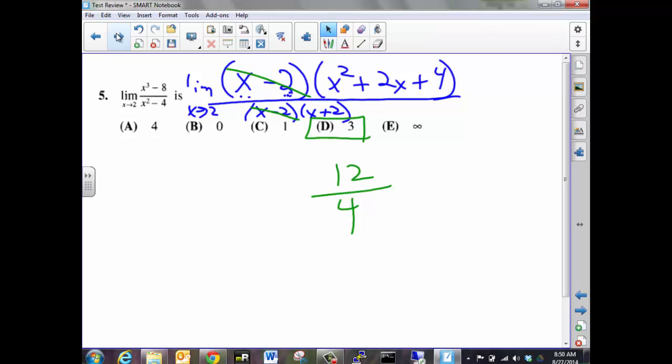Very good, okay? If you remember how to factor that, that becomes an easy problem, okay? Very good. So, pretty good on the first 5. Let's go ahead and look at the next 5, and I'll give you about 5 minutes on them, and let's see what we can come up with.